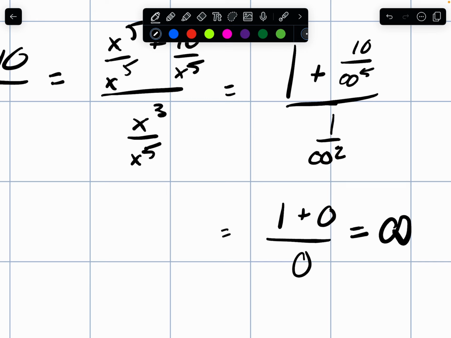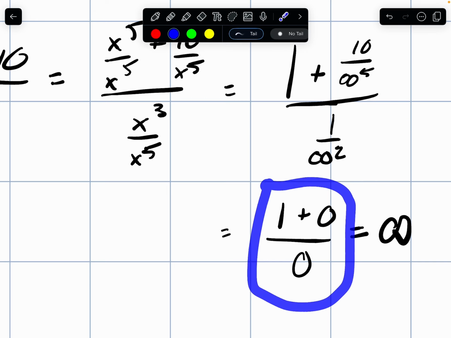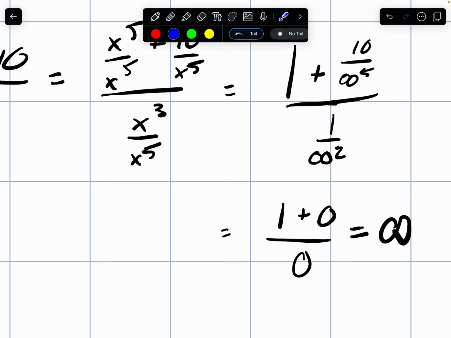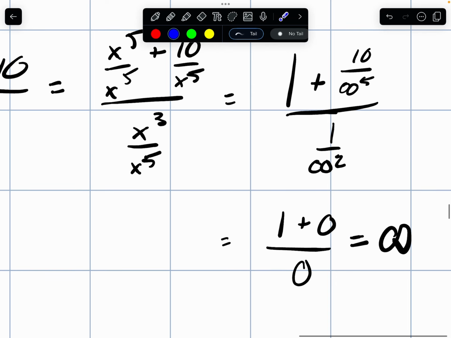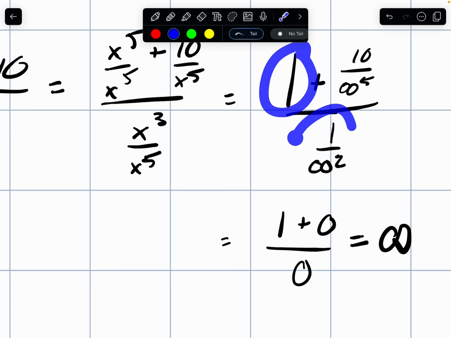Now, obviously, if you type this into a calculator, it's not going to come out like that. You're going to get some undefined. Basically, what I'm saying is this here is still a number. It is so infinitesimally small that when I put 1 over it, a really small number, it gets stupidly big.